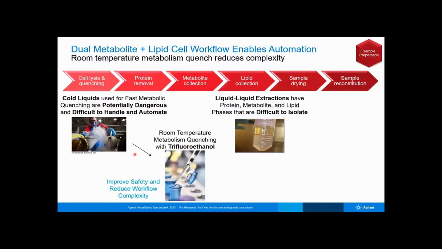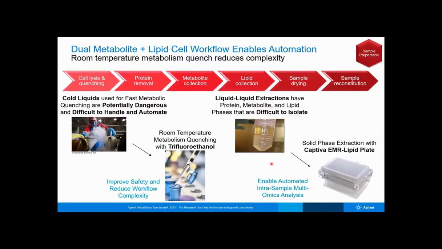To overcome the challenges of cold liquid metabolism quenching, we have developed a room temperature method for lysing mammalian cells and quickly quenching metabolism using trifluoroethanol. This room temperature quenching method improves workflow safety, reduces workflow complexity, and enables easy handling of the quenching solution by automated liquid handlers.